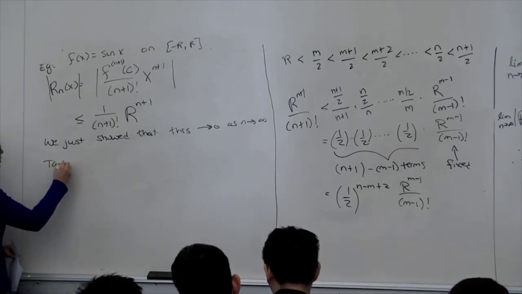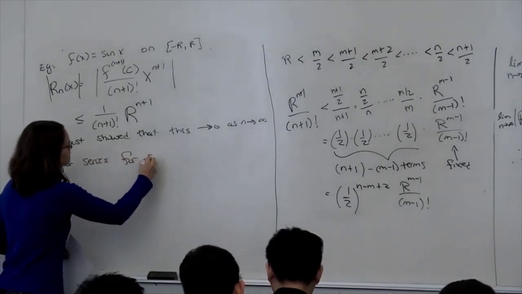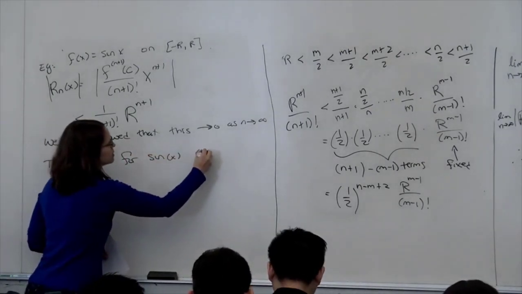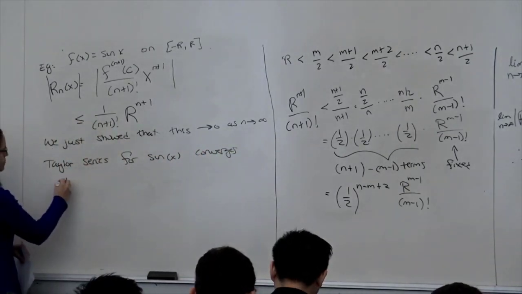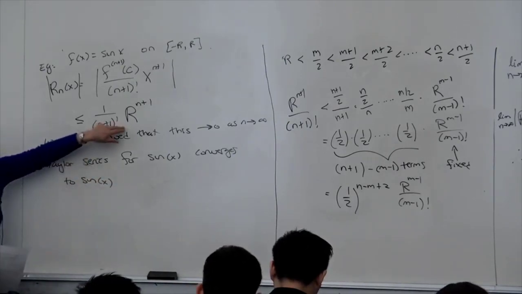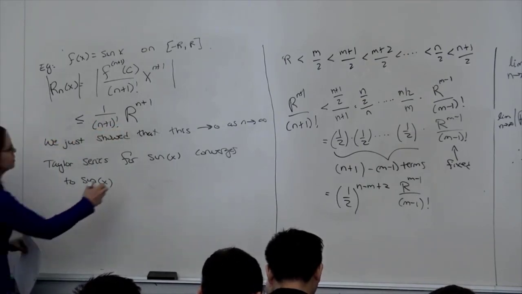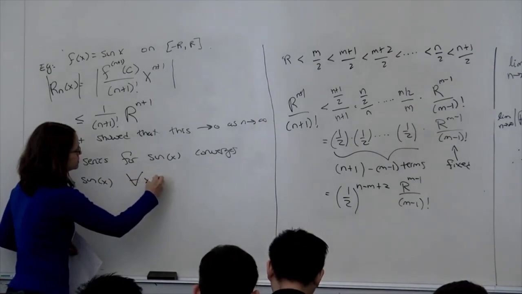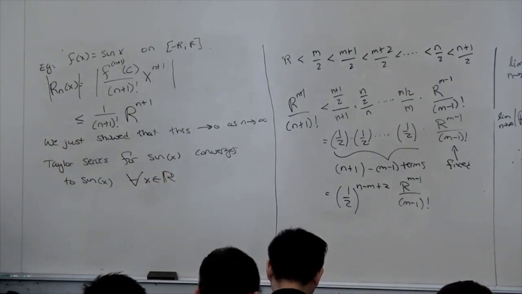So the Taylor series for the sine function and for many others converges. And it converges to the thing we want. And once again, it really doesn't matter what value of r we put here. We can put any value of r here we want, and the argument goes through. So this converges globally for all possible x.